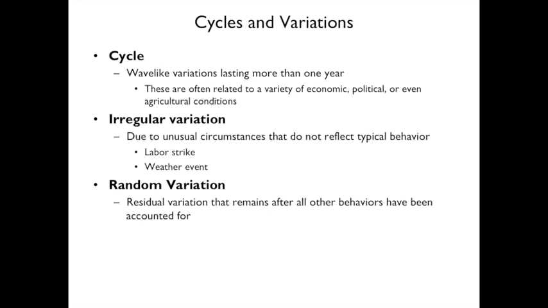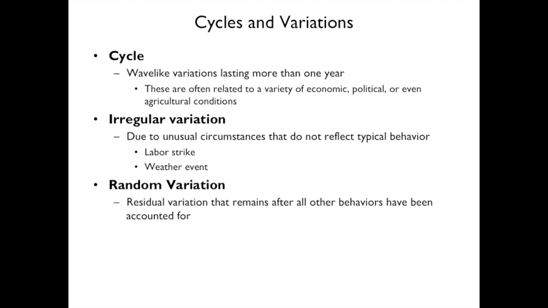Cycles and variations. A cycle is a long-term variation that's lasting more than a year. These are a variety of economic, political, agricultural conditions. The weather goes up and down. The economy goes up and down. The politics tend to shift back and forth. So those are cyclical variations.